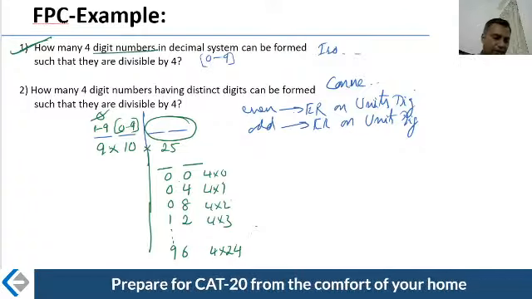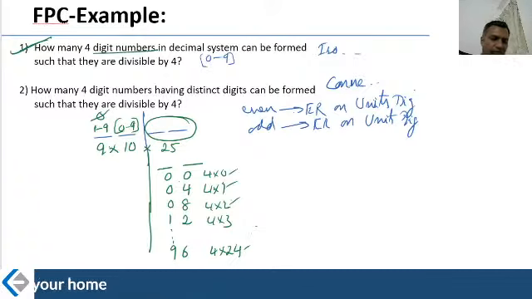All right. Therefore, 25 cases. 0th case, first case, second case, up to 24 cases. Therefore, there are 25 cases. That's the required answer. All right. That is nothing but the required answer here. Right.